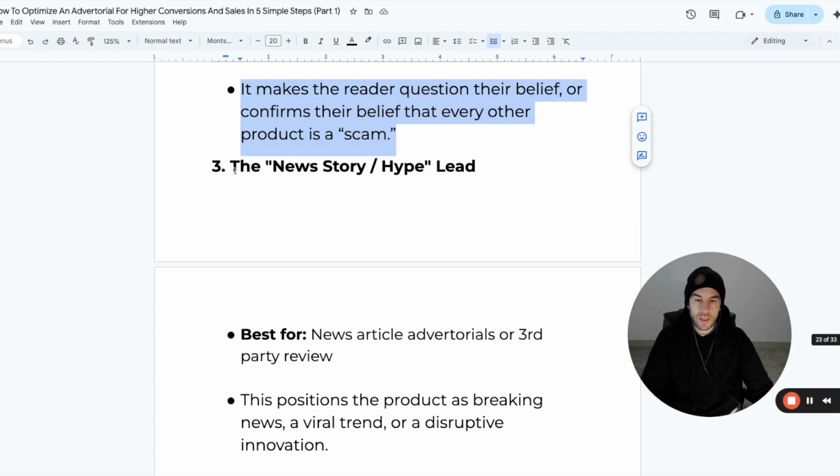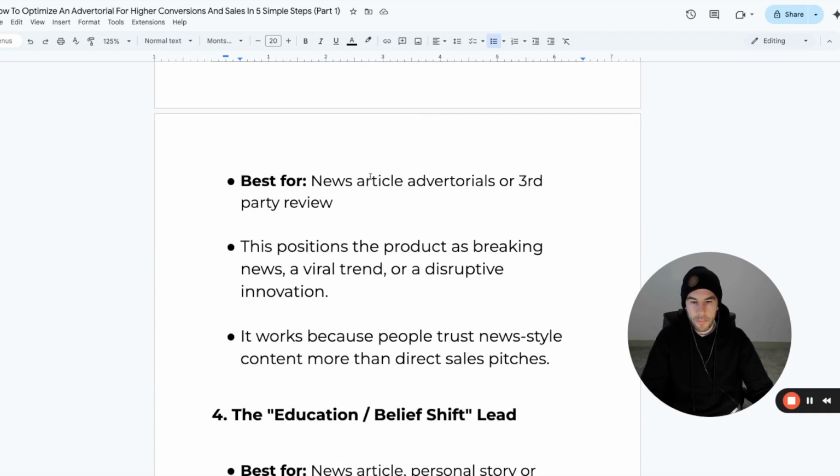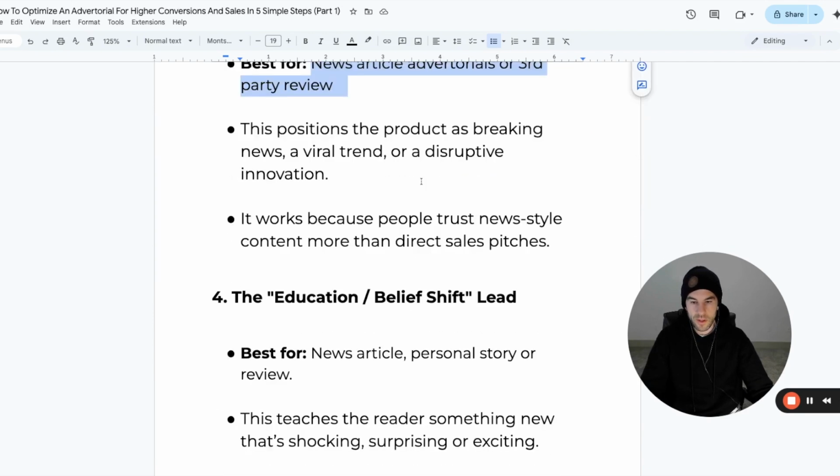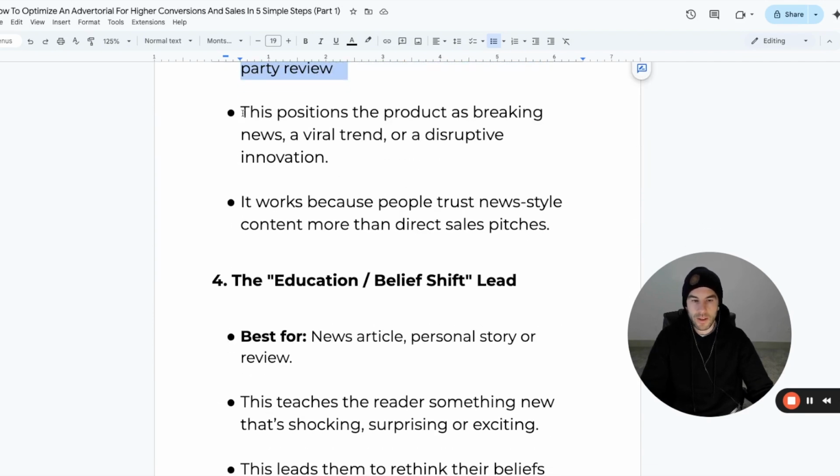Number three is the news story slash hype lead. So obviously this is going to be best for news article advertorials or third-party review styles. This positions the product as breaking news, a viral trend, or disruptive innovation that is coming along and really shaking up the industry and making it better and different. And it works because people trust news style content more than direct sales pitches. So when you position it like it's this newsworthy discovery, it's going to naturally capture a lot of people's attention.